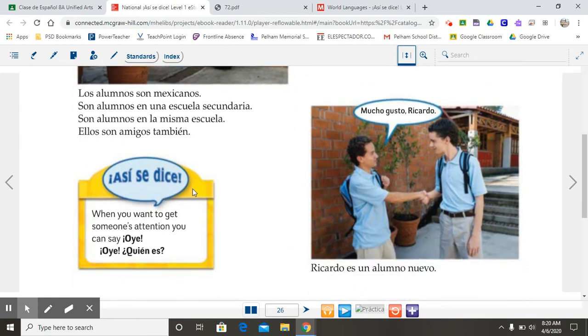And let's see, it's así se dice. When you want to get someone's attention, you can say oye. So let's practice that. Ready? When you want to get someone's attention, a friend, a family member, it's informal. All right. So remember, you want to use this with friends and stuff. You can say oye. All right. Don't worry about this bottom part, but say oye.